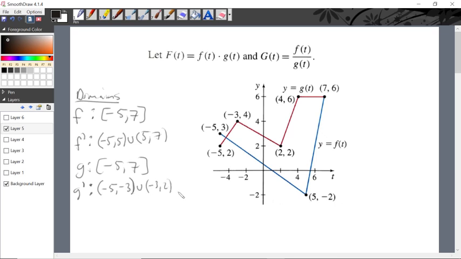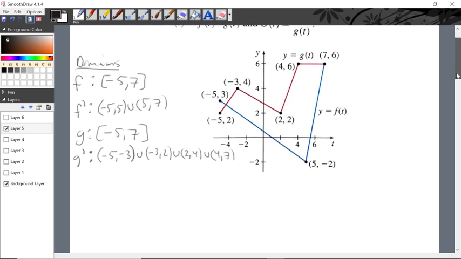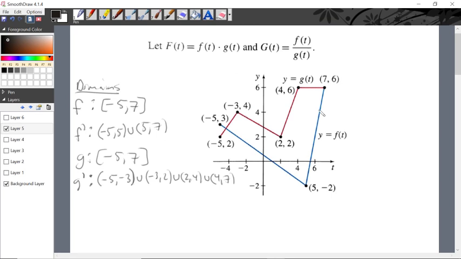-3 to 2 open, union, 2 to 4, so along this segment here, union, and then from 4 to 7. Okay, just to note that as a review at this point, the domain of the function is not necessarily the same as the domain of the derivative in all cases. It depends; we can use the geometry to try to establish where the derivative might or might not exist as well. Okay, but let's find one derivative of f and one derivative of g for this particular exercise.